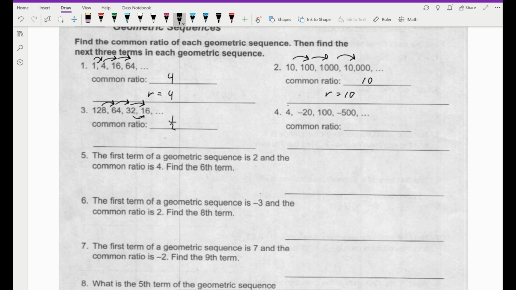Number 4, we go from 4 to minus 20, minus 20 to 100, 100 to minus 500. If we do 4 and we times it by the common ratio r, we will get to minus 20. So what would r equal? We divide both sides by 4 and we get negative 5. So the common ratio is negative 5.